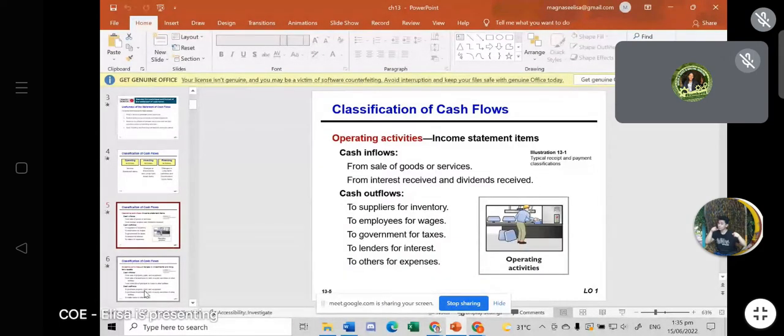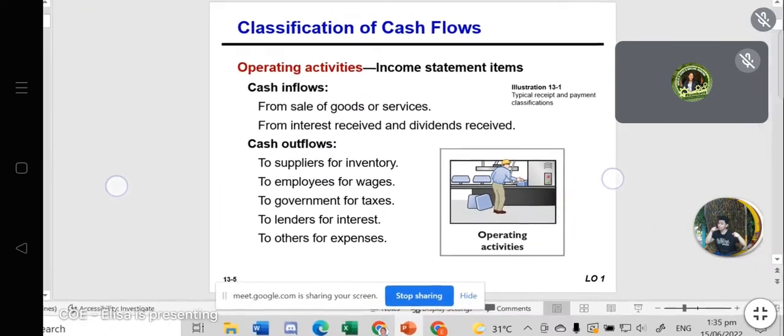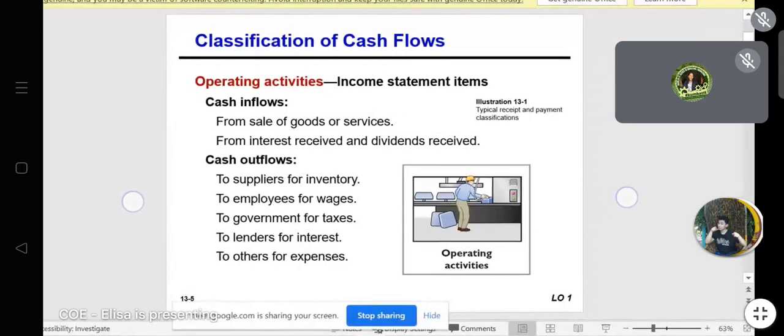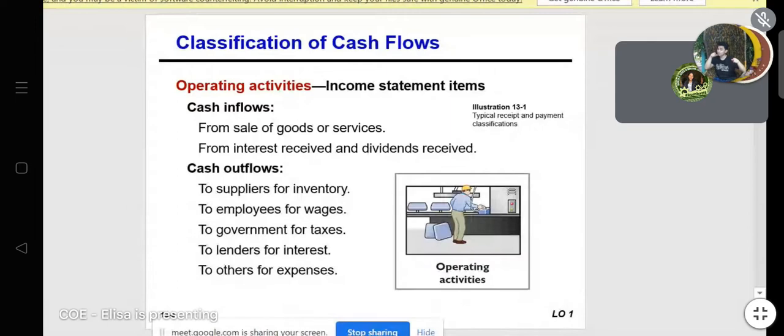Now, let's go to operating activities. So, unsa diay ni siya ng mga transaction. Now, again, you will find this information in the income statement. In the cash inflow, these are the sale of goods or services. And then, these are another source of cash inflow that will be classified as operating activities. These are interest received and dividends received.